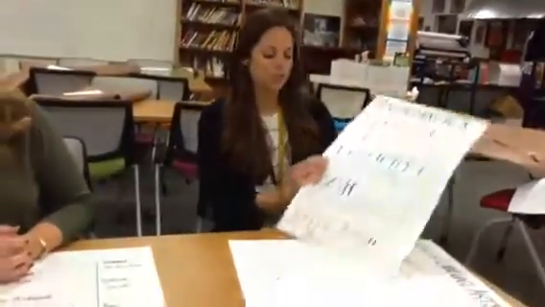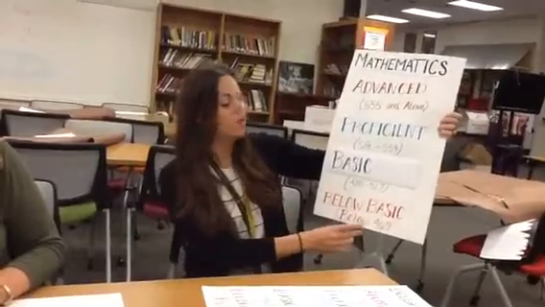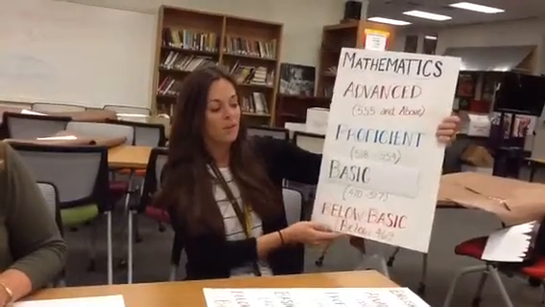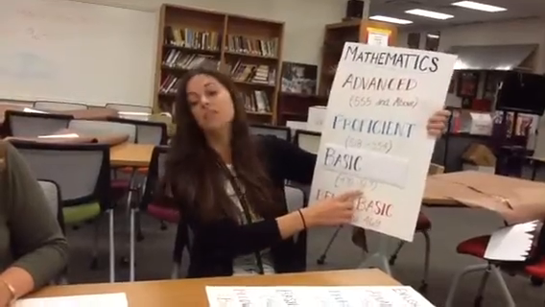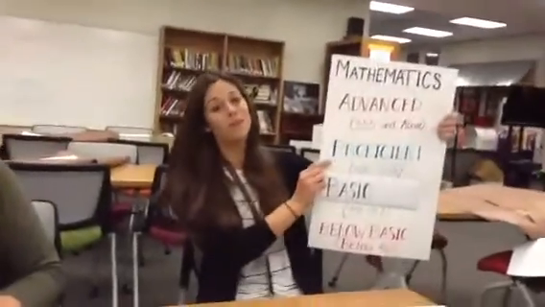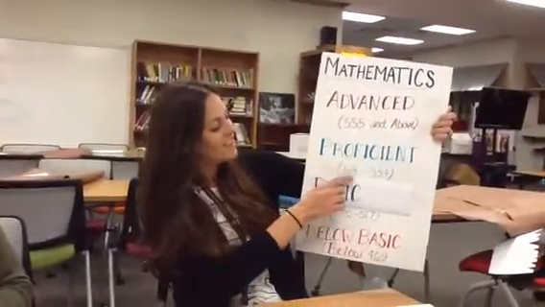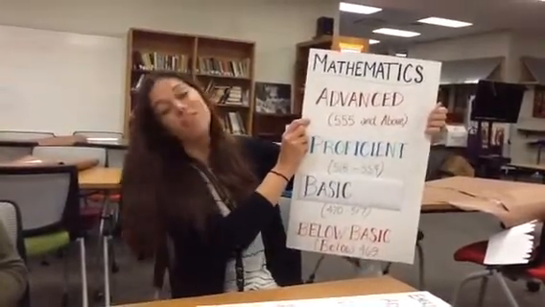Okay, so both for mathematics and ELA, you are going to have a different range of scores. So we'll start down here with below basic. That's anything below a 469. And then moving on up to basic, you would be a 470 to 517. Proficient, which is what we're hoping most of you got to, is 518 to 554, and advanced would be 555 and above.